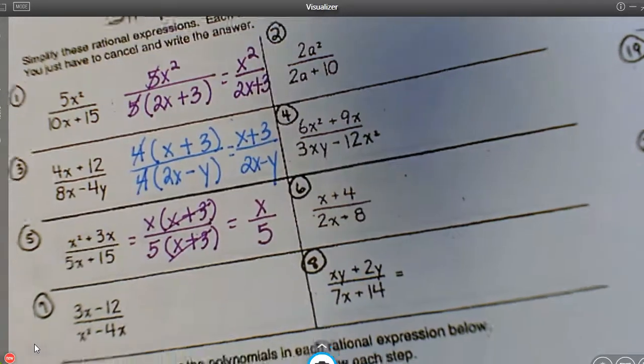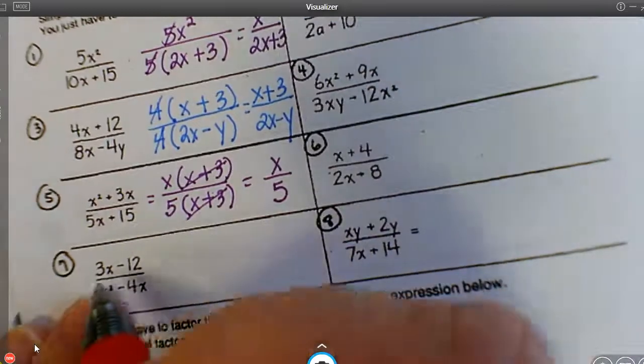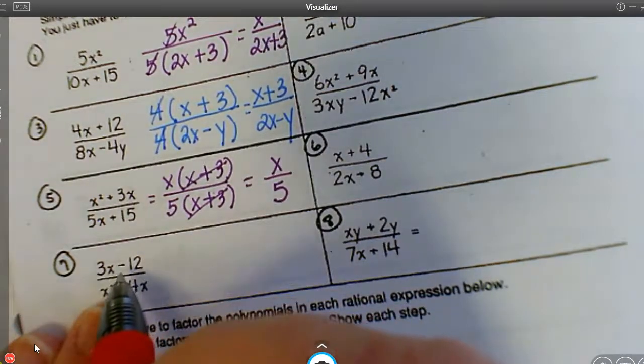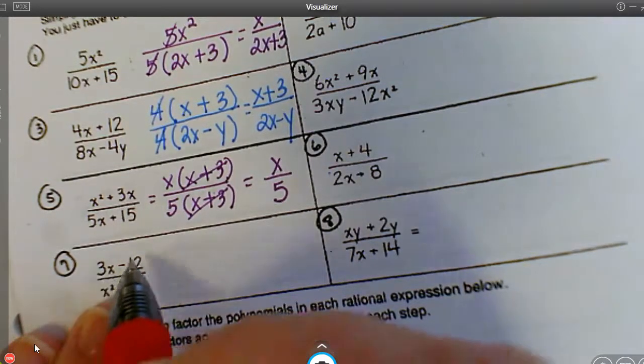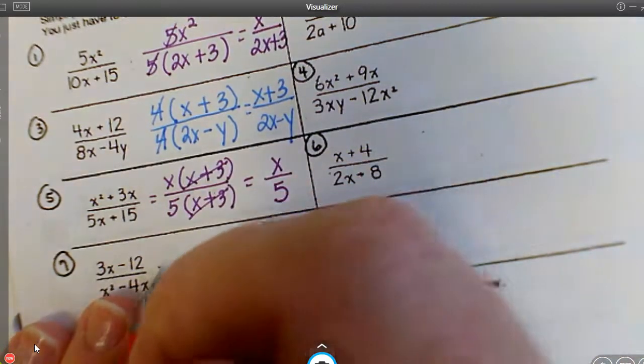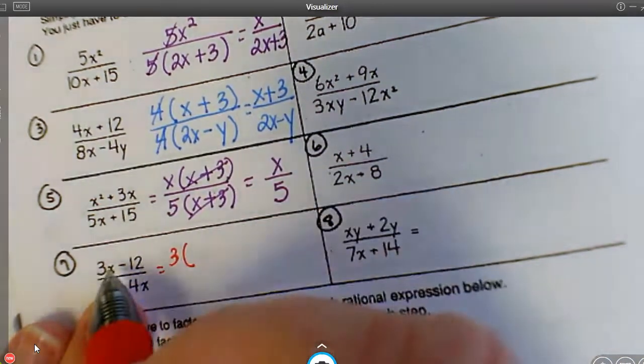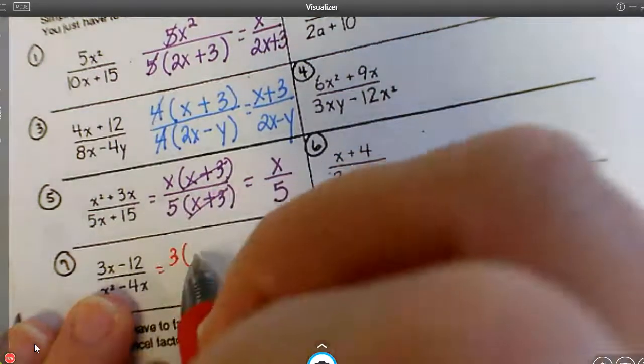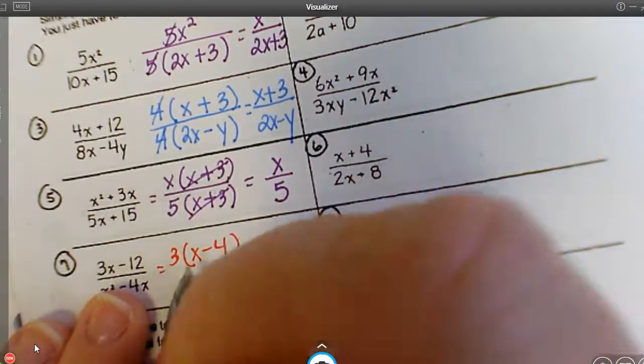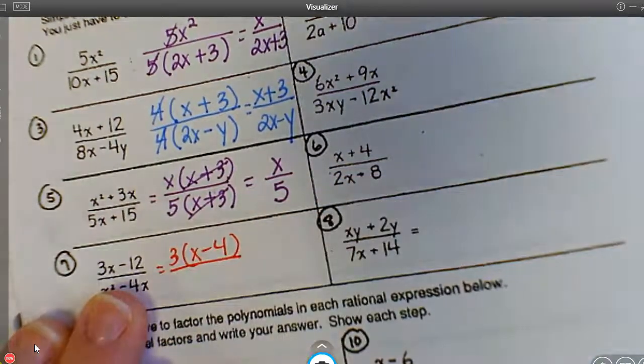Okay, let's look at number 7. Again, look at that. Think about the greatest common factor. The greatest common factor between 3x minus 12 is 3. I can factor out a 3, and I'm left with x minus 4, because I could divide them both by 3.